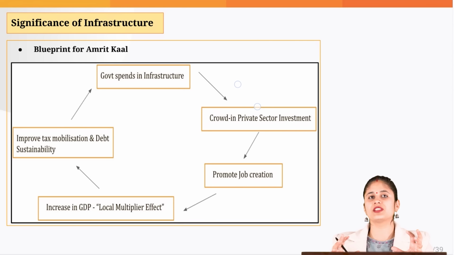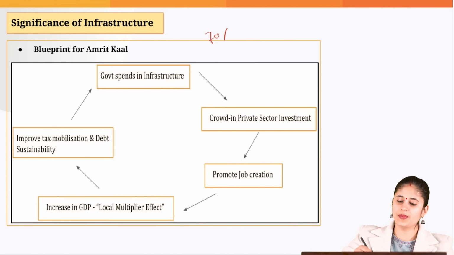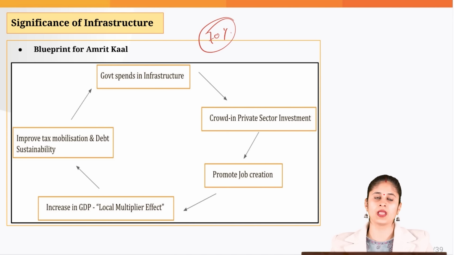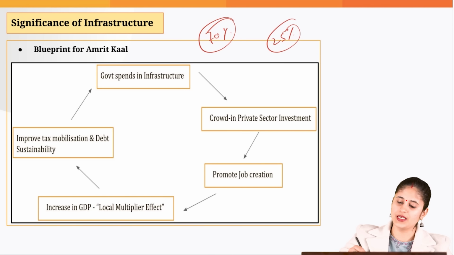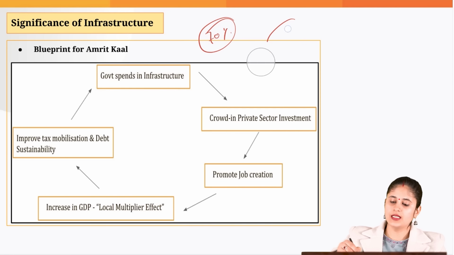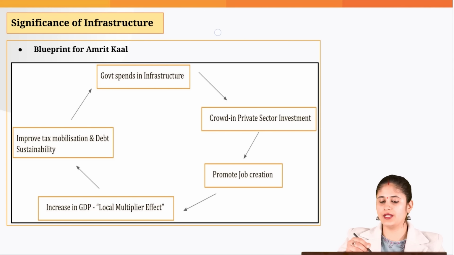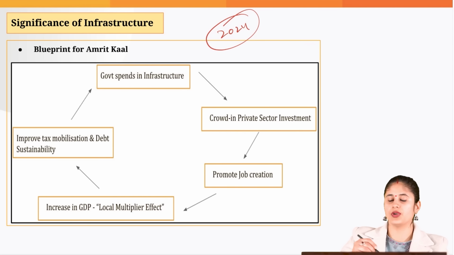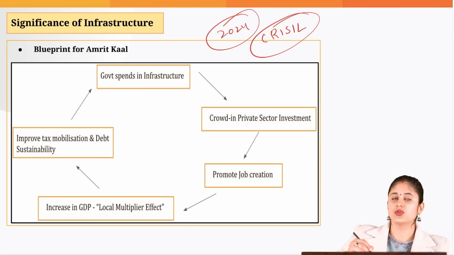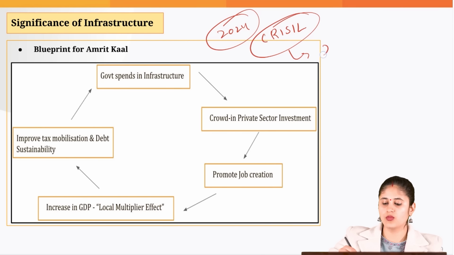Now, when it comes to infrastructure financing, more than 70% of the financing is coming from the public sector or the government, and less than 25% is contributed by the private sector. Alright. Now, if you go by the CRISIL report of 2024, CRISIL has pointed out that when it comes to India, we need to invest around 143 lakh crore by 2030.